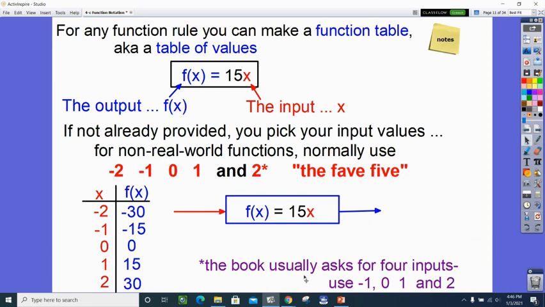Now, I'm warning you, the book usually just asks for 4 inputs, and they use these 4 a lot, or you can use these 4. But I do tend to, when I teach algebra, we talk about the Fave 5. 2 on the negative side, 2 on the positive side, and 0.